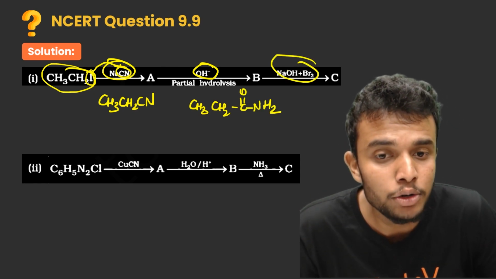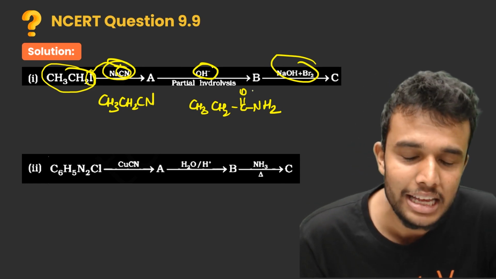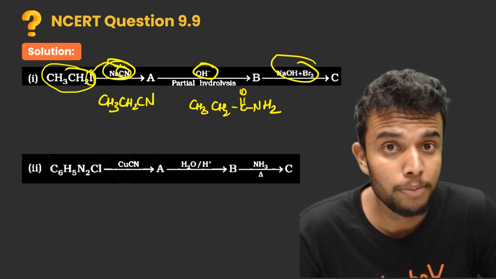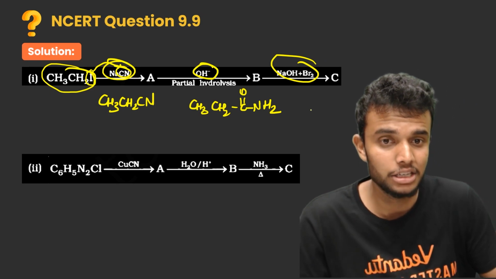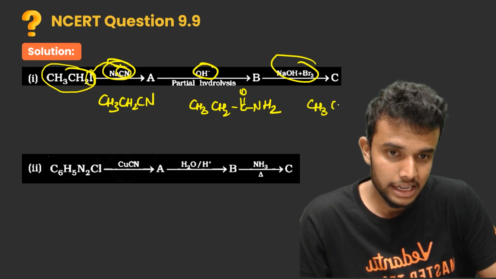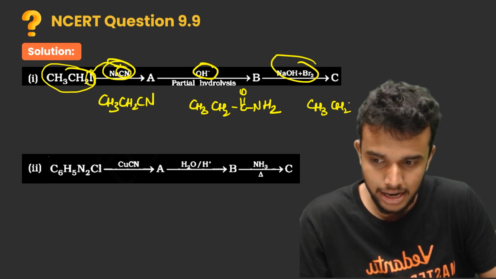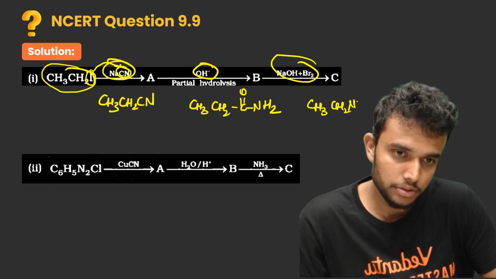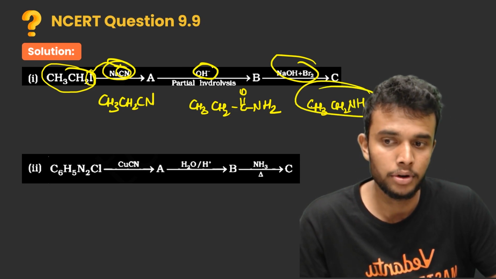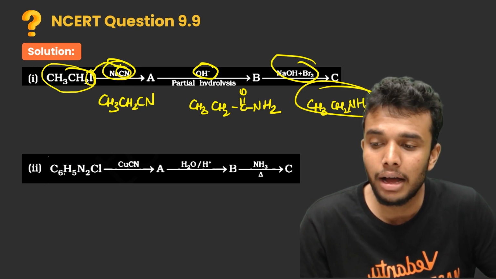Last, NaOH and Br2. What? Hofmann degradation reaction. The Hofmann bromamide degradation reaction yields the amine compound, CH3CH2NH2. It yields the amine compound. As it's clear, let's move to the second one.